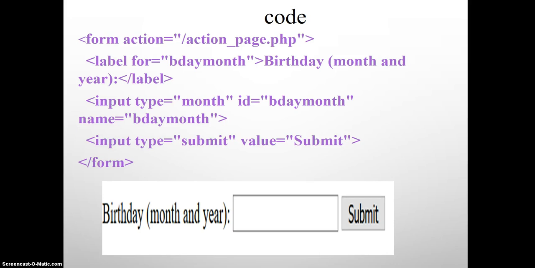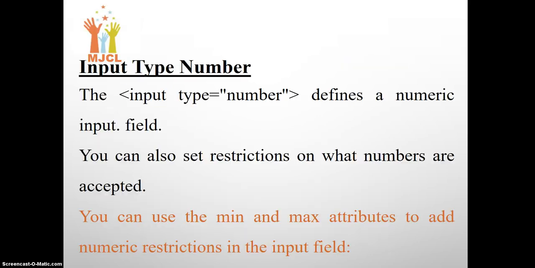I'm not explaining the code because more implementation is the same. You can only change the input type, whichever control you are using. So I will explain here the date, birth date. Birth date means you can enter only month and year.